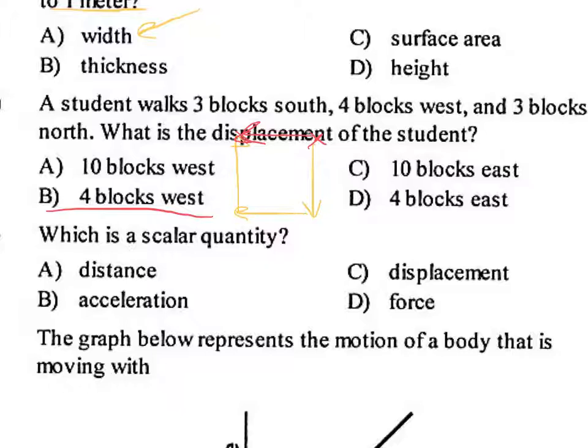In the next question, which is a scalar quantity, this is just memorization, so you have to memorize these things. Displacement, you know, is a vector. Acceleration, you know, is a vector. Force, I'm going to tell you right now, is a vector. So your best answer is distance, which we knew was a scalar in our lessons.